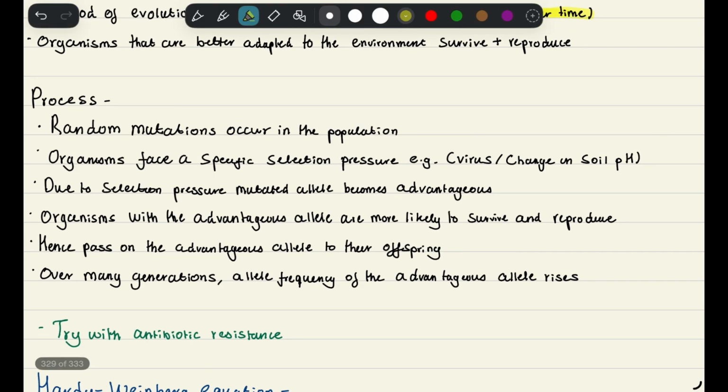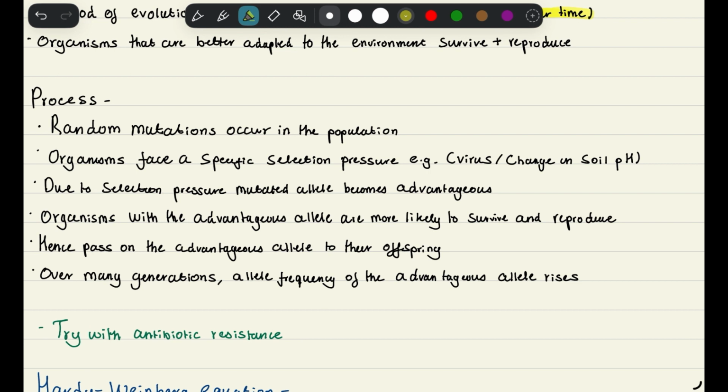So let's talk about this process. So first of all, we have a random mutation, right? So a random mutation will occur in the population, and we know that mutations will create new alleles, right? Organisms will face a specific selection pressure inside of their environment. And what do we mean? Selection pressure can be a biotic and abiotic factor. It's just something that is going to affect the survival of organisms. So for example, if there's a pandemic, a virus, then the organisms that are better adapted to surviving that virus are going to live. That's the selection pressure. Change in soil pH, if the plants are better able to withstand that, they're going to live, right? So due to the selection pressure, the organisms with the mutated alleles will survive, right?